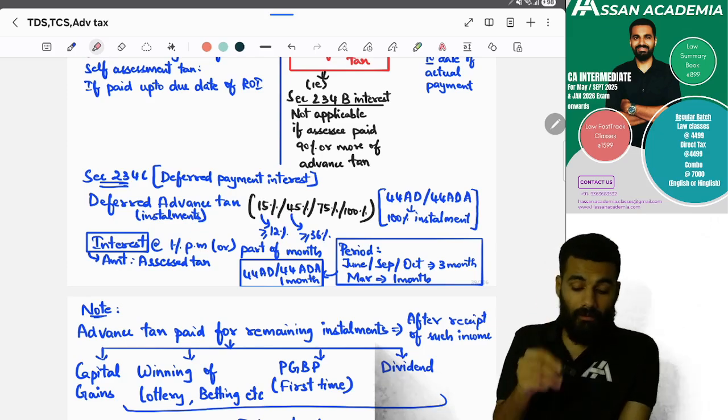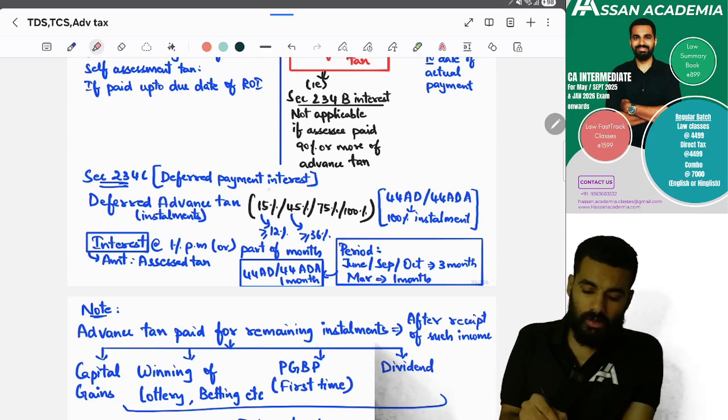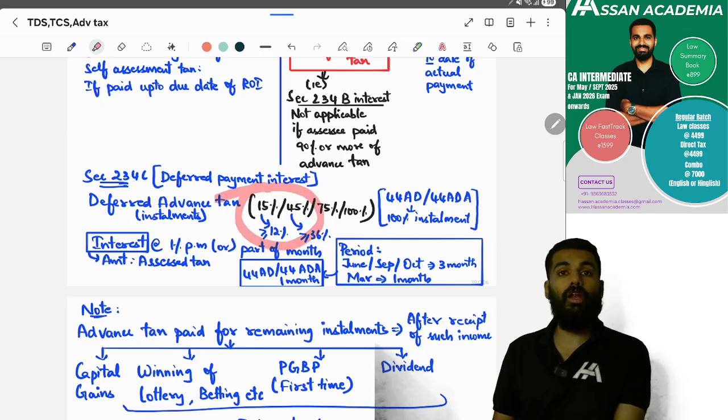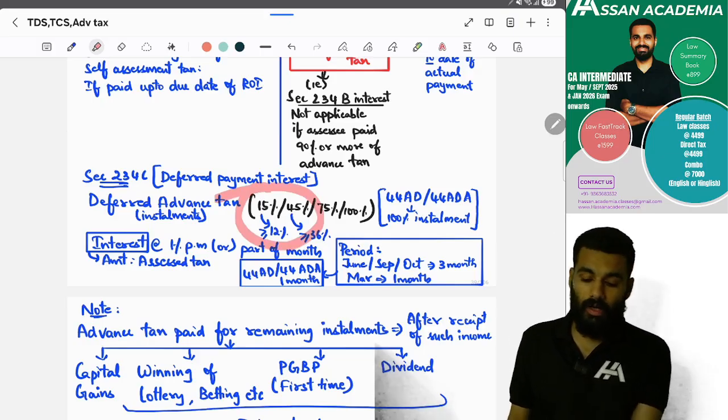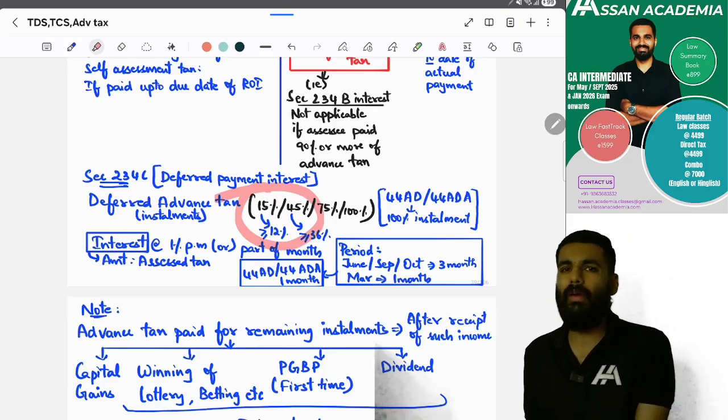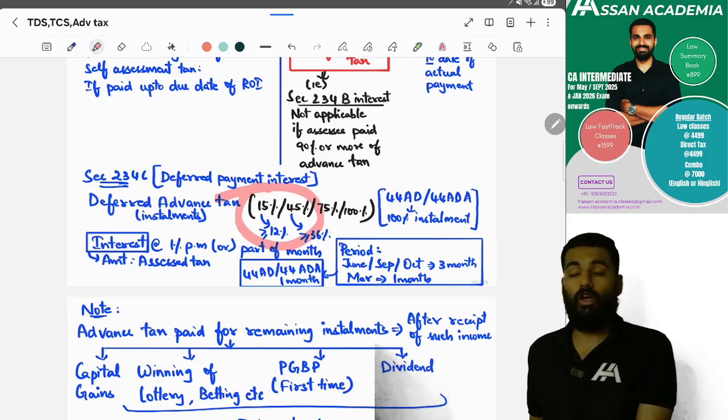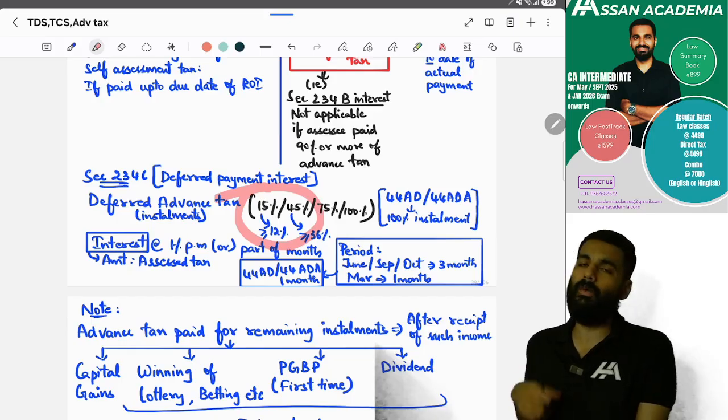Yes, sir. But for the first 2 quarters, for 15th of June and 15th of September, instead of 15% you have at least paid 12%, or instead of 45% you have at least paid 36%, no problem.